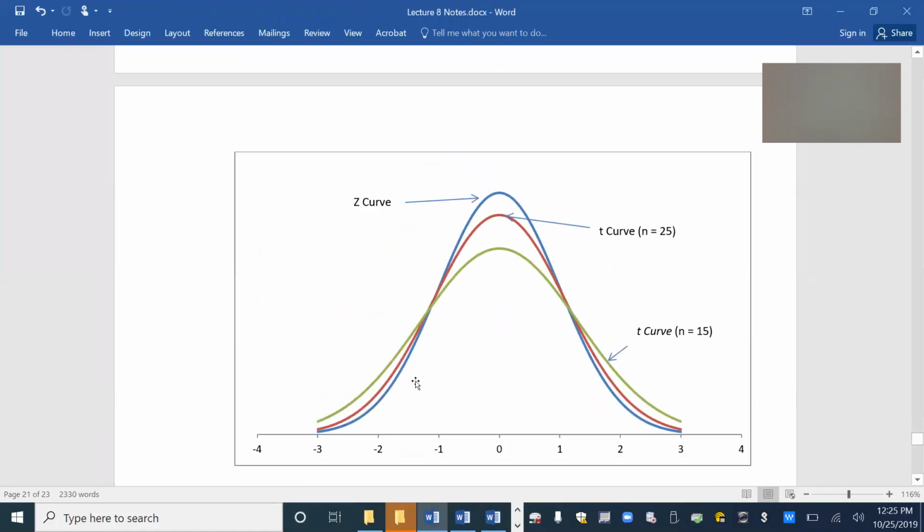I got a picture of some T curves. Here's the Z curve, the top one. If you sit on a Z curve and squish it, you get a T curve. So here's the one that we're talking about. It's pretty close to a Z curve. But if we squished it some more, and we only took a sample of 15, it gets squished further. The further you are below 30, the less peaked and the flatter this curve gets, and the more area we have in the tails. In other words, it gets less and less accurate.